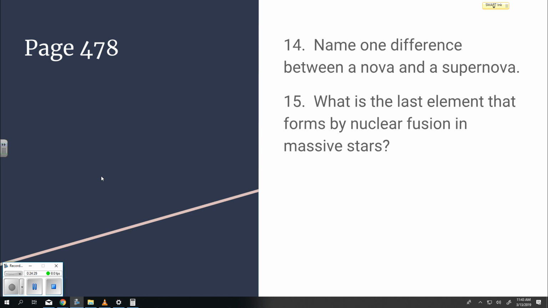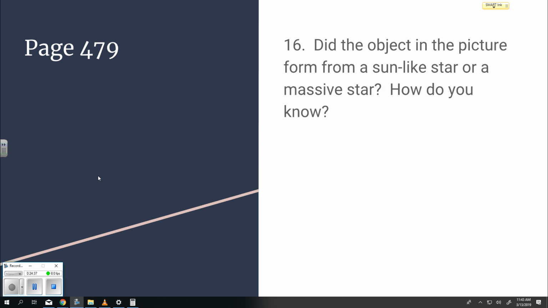Question 15. What is the last element that forms by nuclear fusion in massive stars? Answer: iron. Page 479. Question: did the object in the picture form from a sun-like star or a massive star? How do you know?